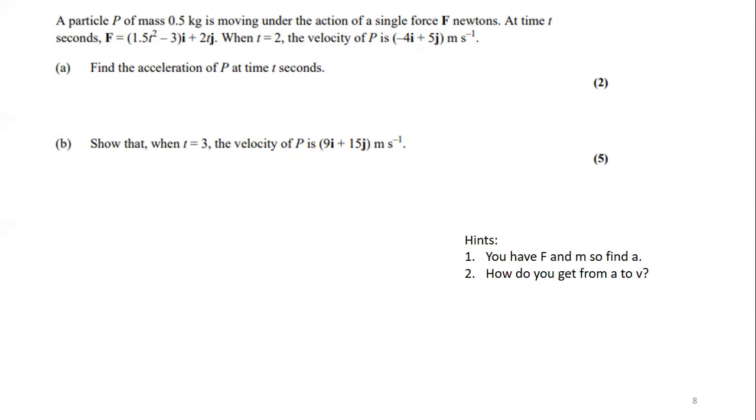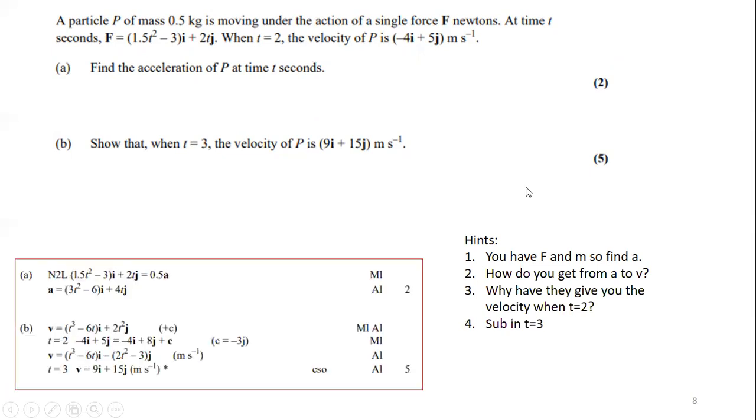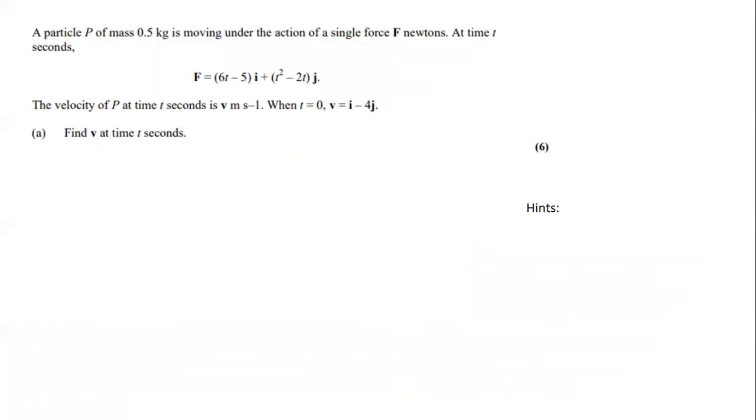Okay, and again, there's something in the question that gives some extra information. They give us the velocity when t is 2. So think, why have they given us that? What can we work out with that information? And then once you've worked it out, you can sub in t is 3, and you should get the answer 9.15, and the answer's on the board. Okay, next one.